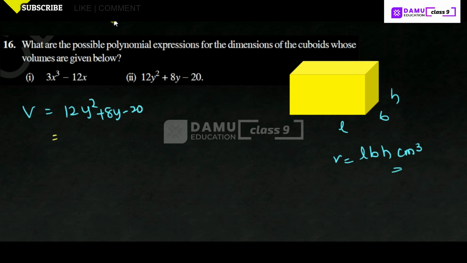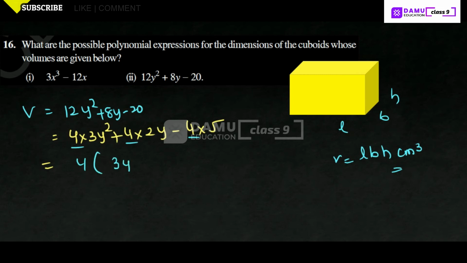So let's take 4 as common: 4 3s are 12 y square plus 4 2s are 8y minus 4 5s are 20. So we have to get 3 factors, right? For that, if any common is there, you can take it out. Otherwise, if you go normally, you will get only 2 factors. If you take one thing as common outside, then you will get it. So 4, 4, 4. Let's take 4 outside: 3y square plus 2y minus 5.